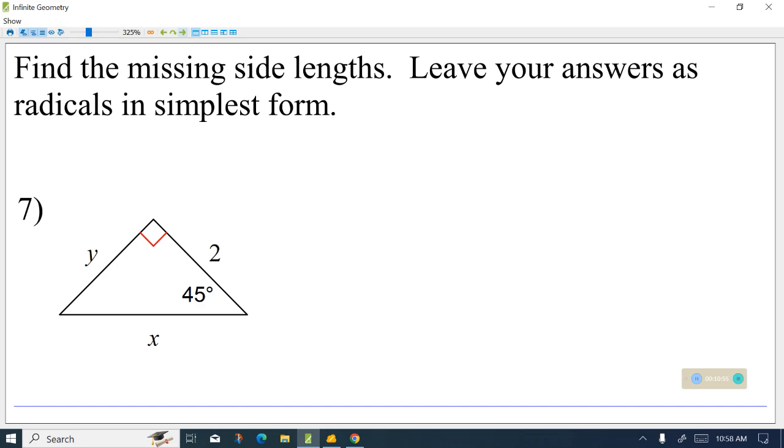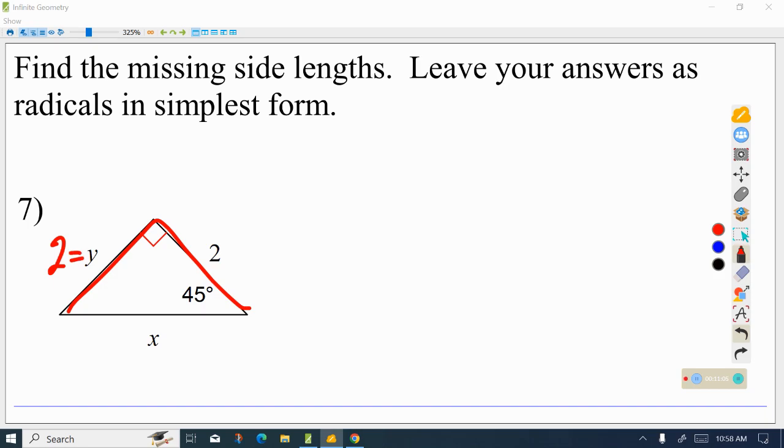Alright, so 7 would be a good one to pause and try on your own. See if you get the point. Right here, the 2 legs should both be 2. That's got to be obvious to you guys by now. And then to turn the leg into the hypotenuse means I got to multiply by root 2. So that means this will be 2 times the square root of 2. So we got number 7 done also.